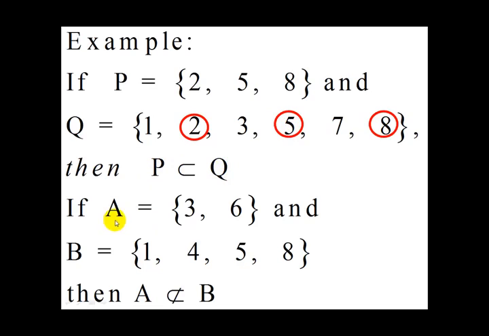Now, with the set A equals 3, 6 and the set B equals 1, 4, 5 and 8, we can see that the elements of the set A cannot be found in the set B. So we say that A is not a subset of B. And that is the symbol we use to denote is not a subset.